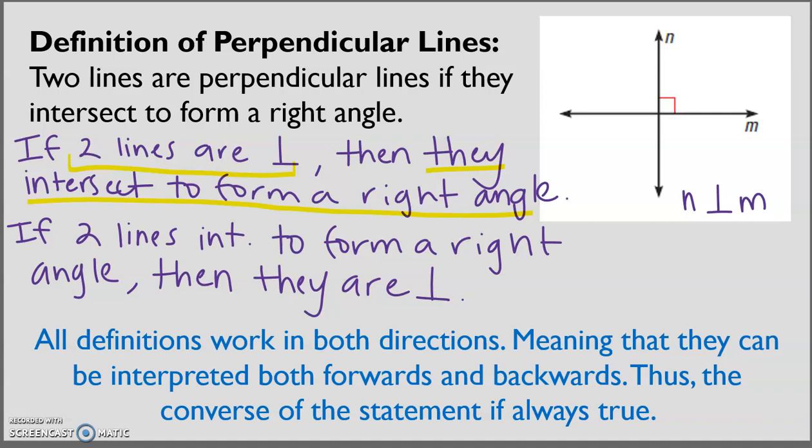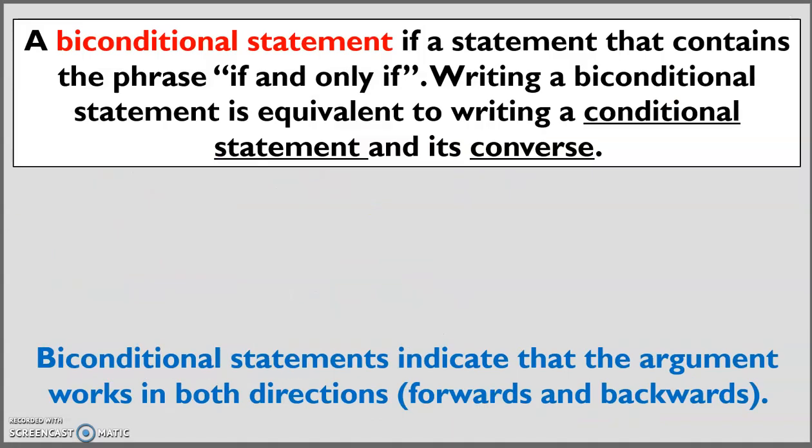So again, all definitions work in both directions, meaning that they can be interpreted both forwards and backwards, and both would be true in a definition. Now that leads us into what a biconditional statement is. A biconditional statement is a statement that contains the phrase "if and only if." Writing a biconditional statement is equivalent to writing a conditional statement and its converse.